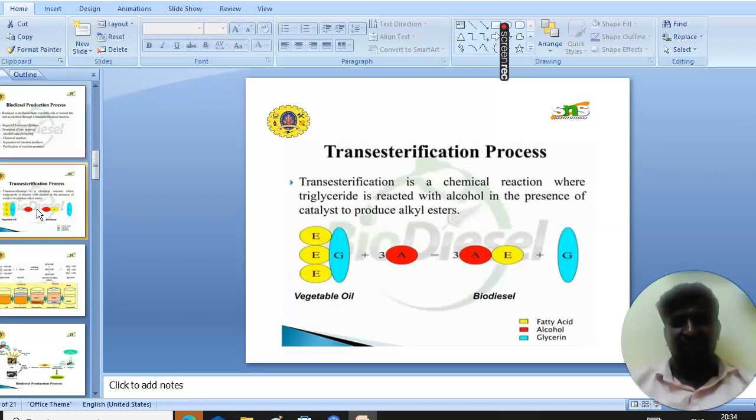Next you will see the trans-esterification process. Trans-esterification is a chemical reaction where the triglyceride is reacted with alcohol in the presence of a catalyst to produce alkyl esters.